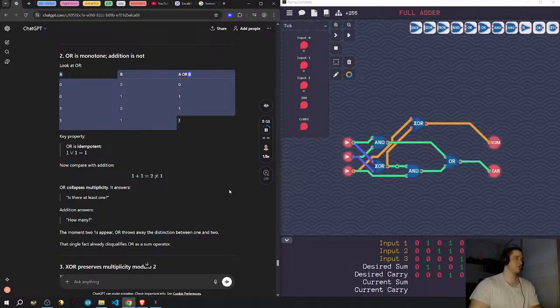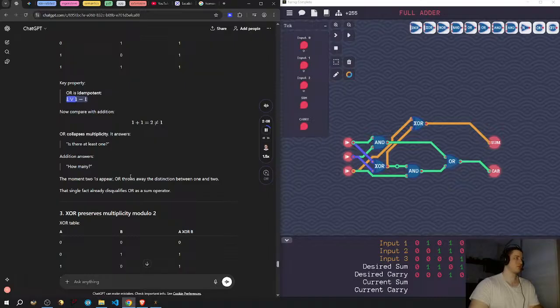OR: 0 OR 0 = 0, 1 OR 1 = 1. Key property: OR is idempotent. 1 OR 1 equals 1. Now compare with addition. OR collapses multiplicity.